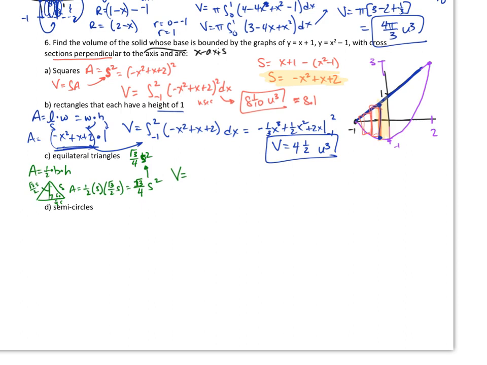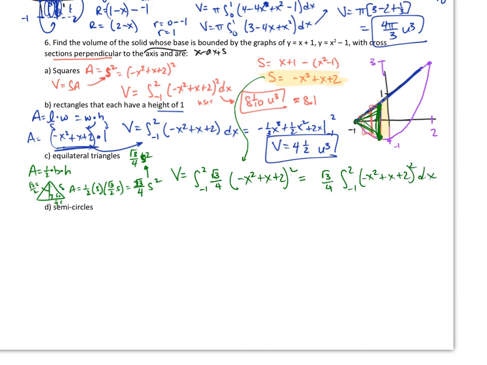So the volume will be the integral from -1 to 2 again. Now remember, these are triangles coming out at you this time, and they're equilateral triangles. And we'll have root 3 over 4 s. Remember, this was our s, that's why we did up top. That's the length from the top to the bottom. That's this side. So s squared is negative x squared plus x plus 2 squared. So our volume is root 3 over 4. Now look, this should look familiar to you. I need a dx there.